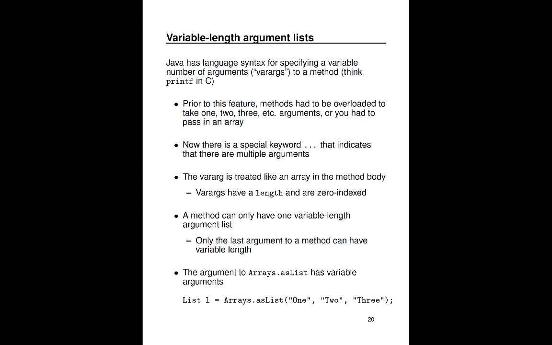In the implementation of a method, the var arg is treated like an array. You can access its length, and it is 0 indexed. Note though that a method can only have one variable length argument in its list, and it has to be the last one. A great example of var args is the Arrays.asList method. This is a static method of the Arrays class that will take an arbitrary number of objects and place them in a list.